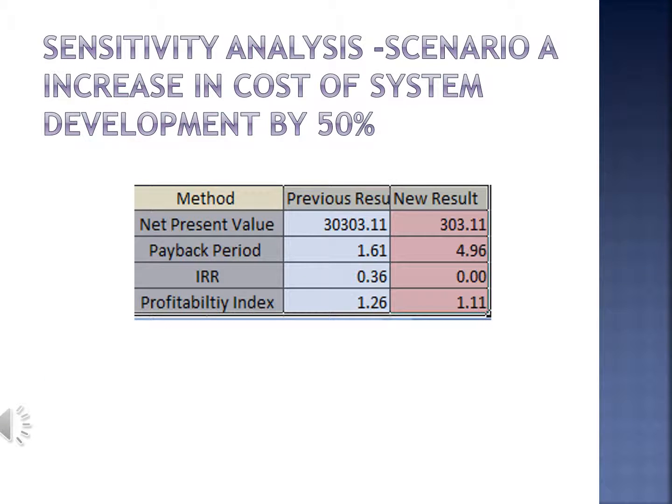In the last slide, we can see the sensitivity analysis scenario of an increase in the cost of system development by 50%. Here are the method, the previous result and the new result. First, the net present value: the previous result is this and the new result is with the 50% increase. Then the payback period, then the IRR, and then the profitability index.